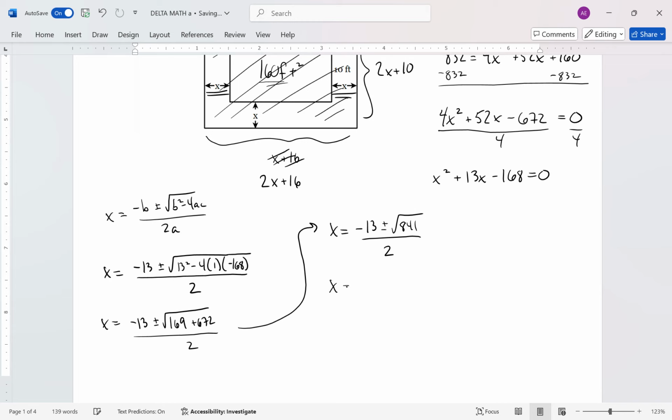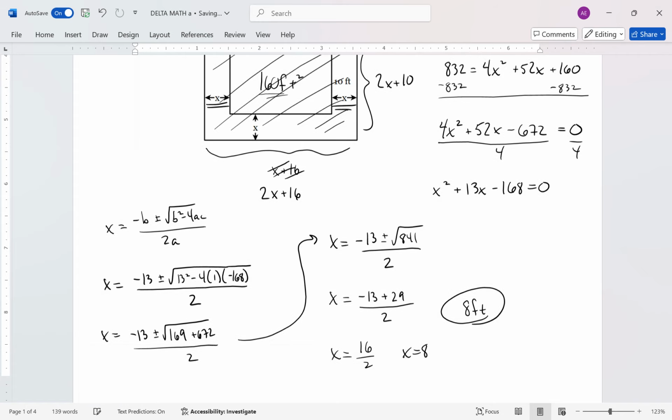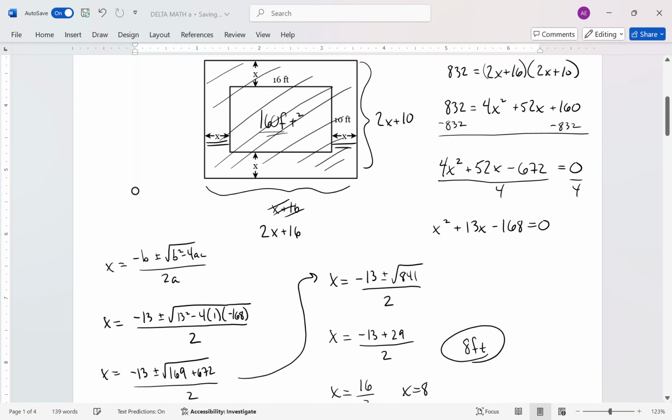x equals negative 13. I'm only worried about the plus 29, because if I subtract 29, I'm going to get a negative number. We can't have a negative width for a walkway, so I'm just going to stick with the positive. Alright, x equals negative 13 plus 29 is 16, divided by 2. I get x equals 8. So the width of the walkway is 8 feet. Boom. Done.